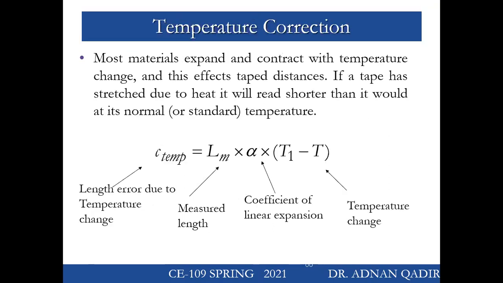Then there is a temperature correction, because most materials expand and contract with temperature change, and this affects tape distances. If a tape has stretched due to heat, it will read shorter than it would at its normal temperature. Alpha is the coefficient of linear expansion, and T is the temperature change. Tv is the temperature at the time of the measurement, and this is how you use this correction for tape measurement.